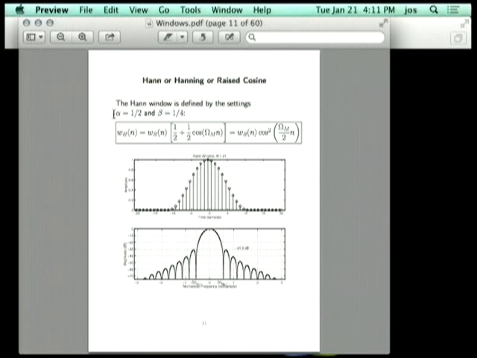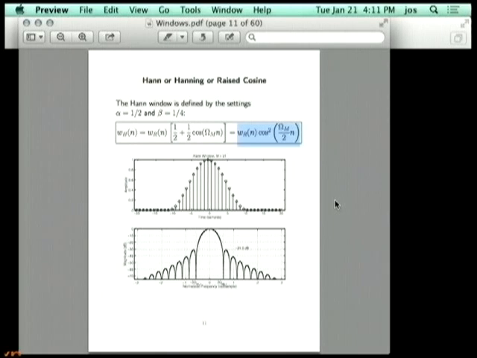So that's actually the simplest case, I would say, not counting the rectangular window, where you say alpha's a half and beta's a fourth, and then you get this nice trig identity that says you can say it's just a cosine squared. So a raised cosine is a cosine squared at half the frequency.